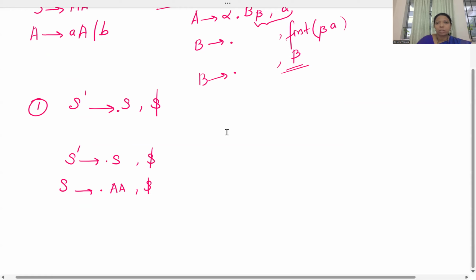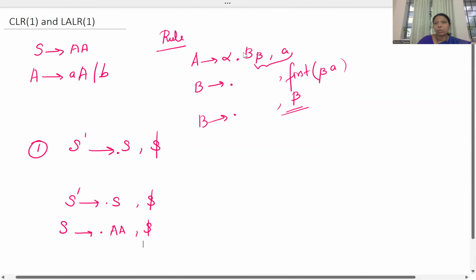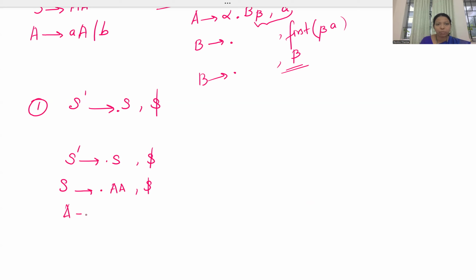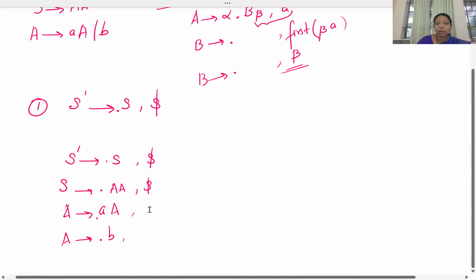Now remember this rule: after the B, what is there? You have to write the first of it. So here after S, only dollar is there, so we wrote it. The rest is similar to SLR. Now you see after the dot there is a non-terminal. If we have a non-terminal, what will you do? We will write the productions of A. A has two productions, dot A, and the next one is A derives dot B. These are the two closure items of this A. And now you have to find the lookahead. So how will you find the lookahead? See here.